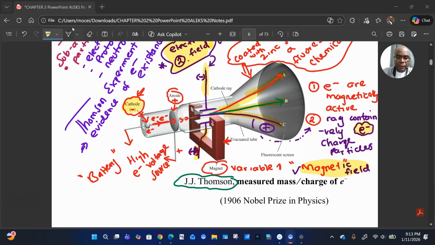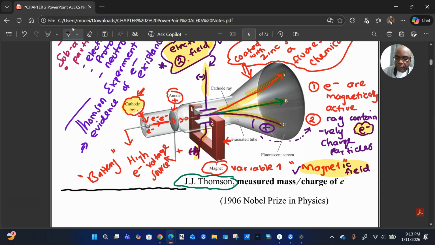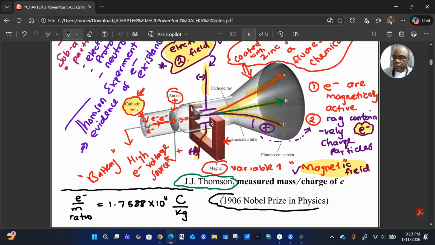Later on from this discovery, Thomson discovered a number, which is the charge to mass ratio, the ratio of the charge of an electron to its mass, e over m. He found it to be 1.7588 times 10 to the power 11 coulombs per kg. Through this, he won the Nobel Prize in 1906.